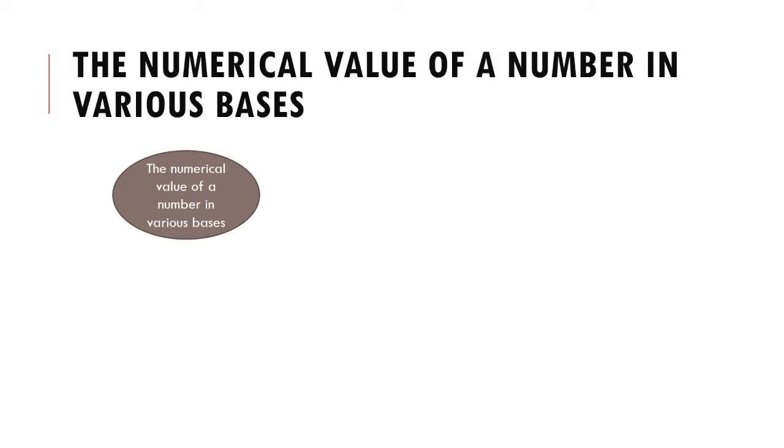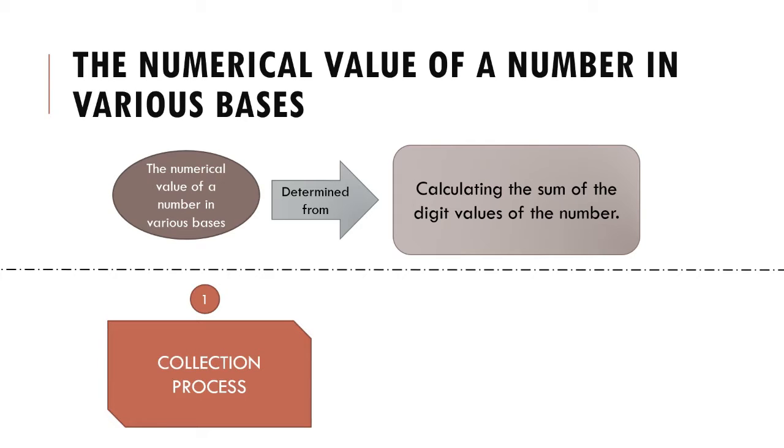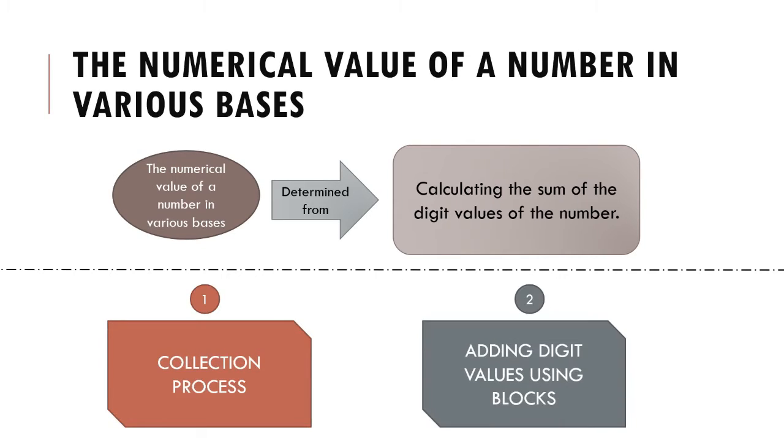The numerical value of a number in various bases is determined by calculating the sum of the digit values of the number. Before, we already learned how to find the digit value, and now we're gonna determine the numerical value, or we can call it number value. There are two methods. The first method is the collection process, and the second method is adding digit values using blocks.